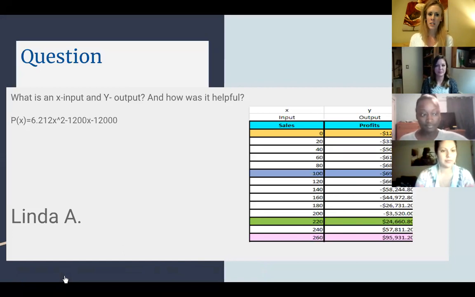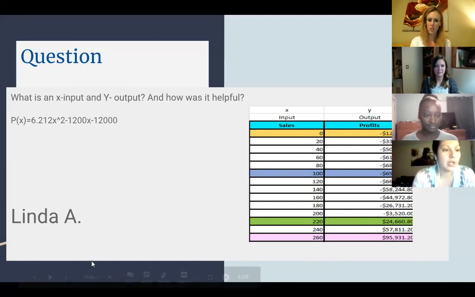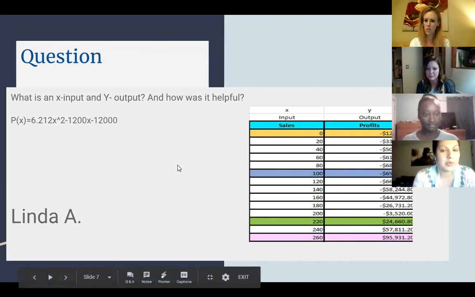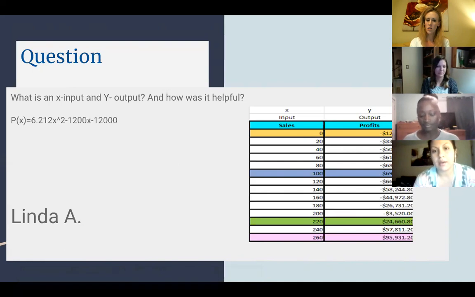Linda, what's an X input and a Y output, and how was this helpful? Okay. The X is the independent variable, and the Y is the dependent variable. And X is also the domain, and the Y is also considered the range. And we could both use these to find the profits from the sales.